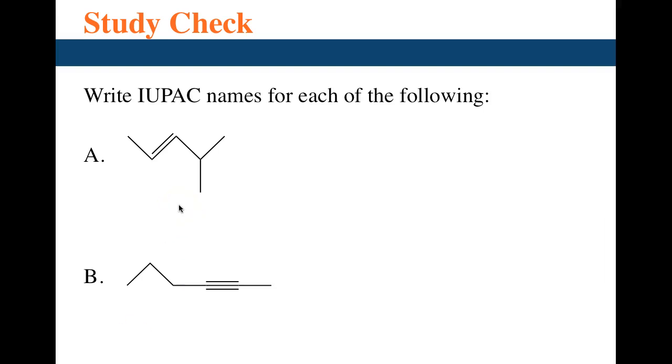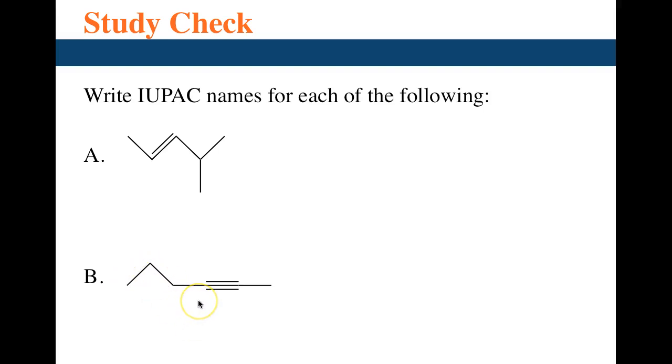Okay, so write the IUPAC names for the following. You want to start from the end where the triple bond is. So 1, 2, 3, 4, and 5. So it's between carbon 2 and 3 is the triple bond, so 2-pentyne, right? But then at the 4th carbon you have this methyl group, all right? So 4-methyl-2-pentyne. And now you want to start here from this end, 1, 2, 3, and 4.